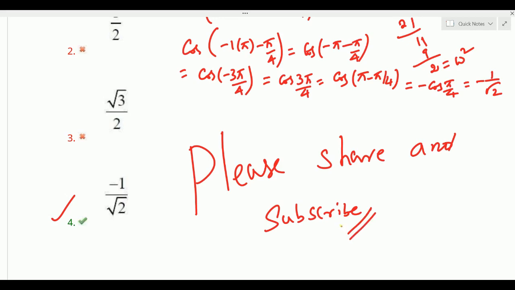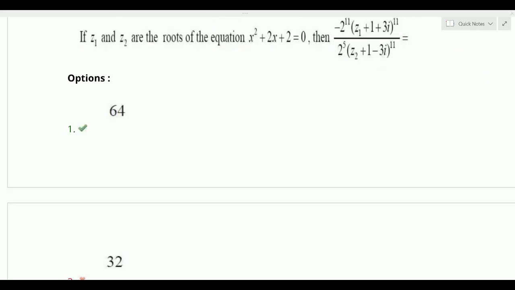ఓకేనా? నౌ లుక్ ఫార్వర్డ్ ద నెక్స్ట్ క్వశ్చన్. Yes, in this question what is given? If z1 z2 are roots of the x square plus 2x plus 2 is equals to 0 అంటే quadratic equation ఇచ్చారు. Then he is asking the minus 2 power 11 of z1 plus 1 plus 3i whole power 11 whole divided by 2 power 5 of z2 plus 1 minus 3i whole power 11.